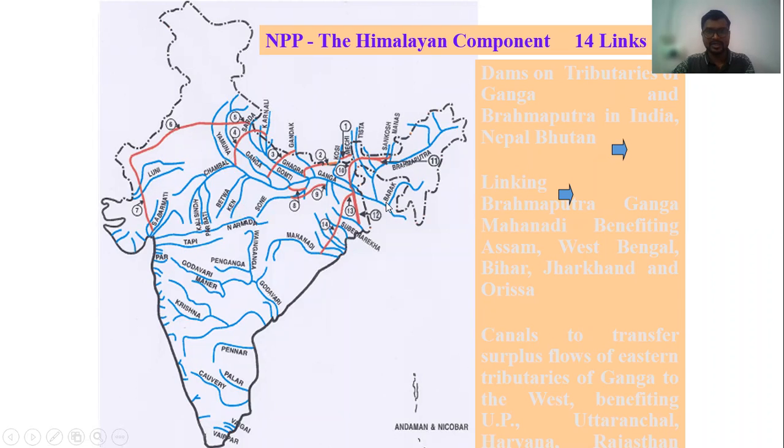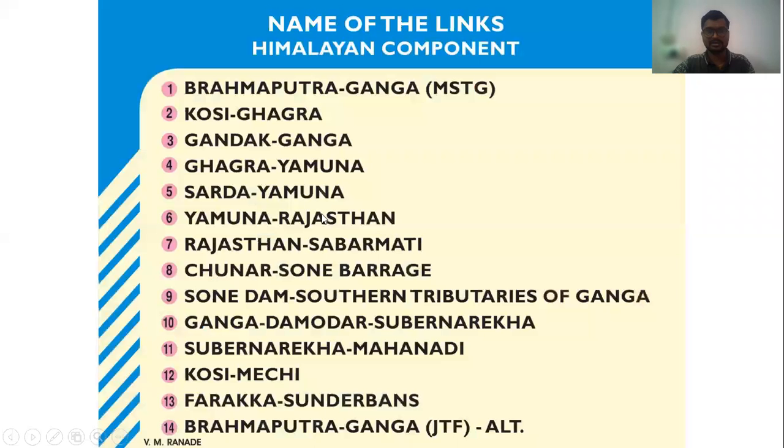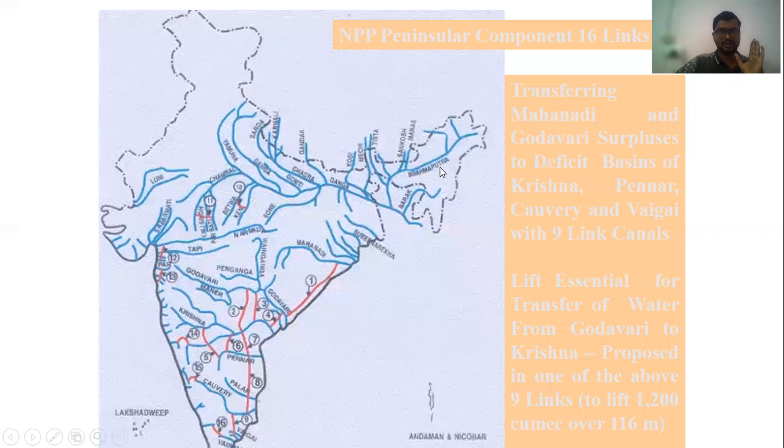Subarnarekha, then Barak, okay, Brahmaputra. This is the Brahmaputra here. This is shown over here. Interlinking of the Brahmaputra and Ganga I had shown over there. Okay. Likewise, about 14 links are proposed. 14 links are proposed in the Himalayan component.